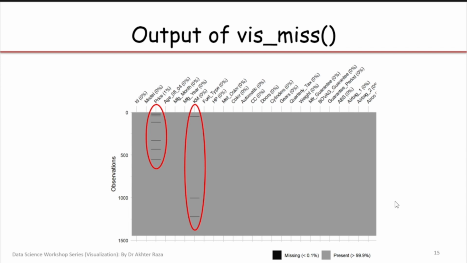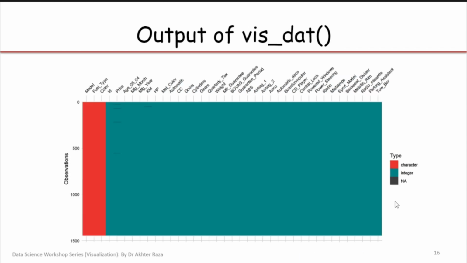The next output is the output of vis_dat. vis_dat indicates and includes the data type of each of the variables. So this is the output of the vis_dat command. You just have to provide the name of the data frame inside the bracket, and the same missing numbers are there in the 2 columns. One is the column of kilometer, another is the column of price.